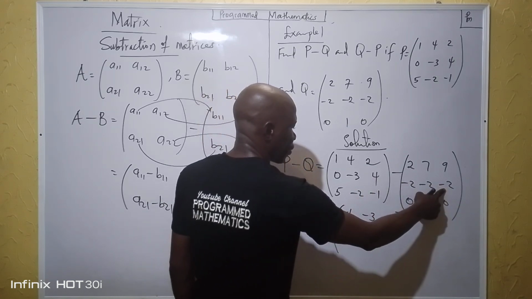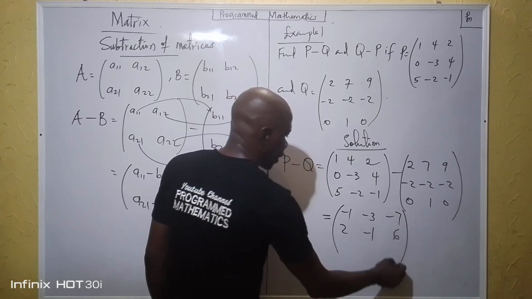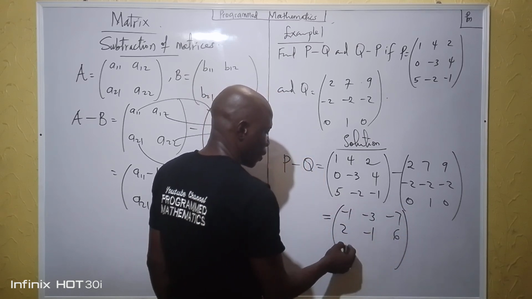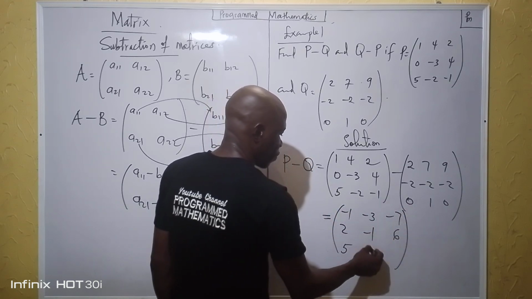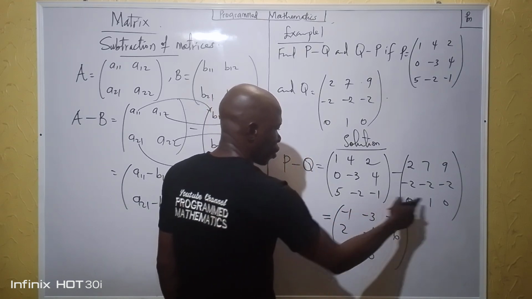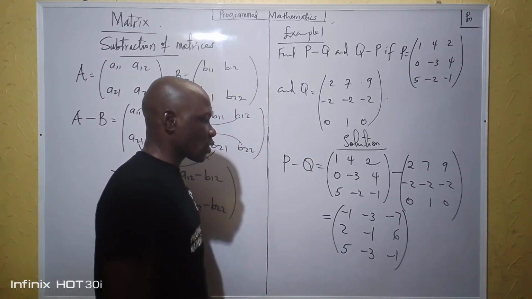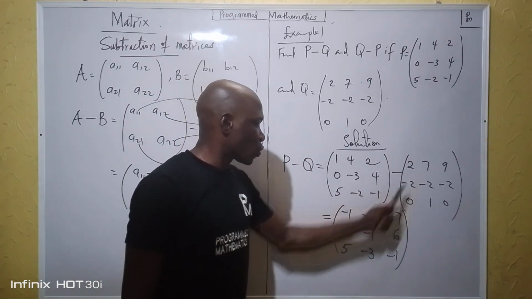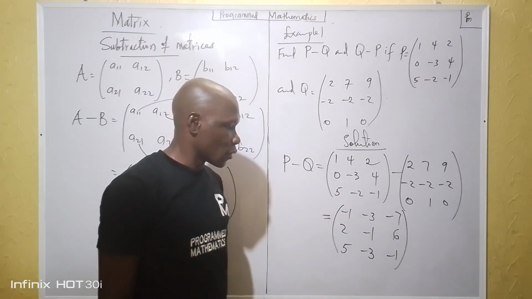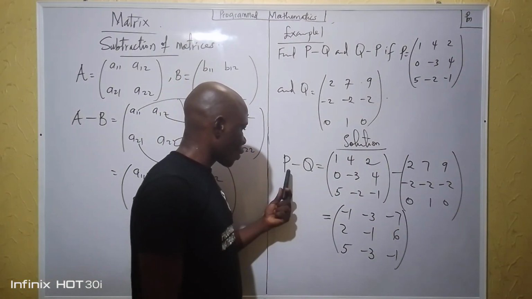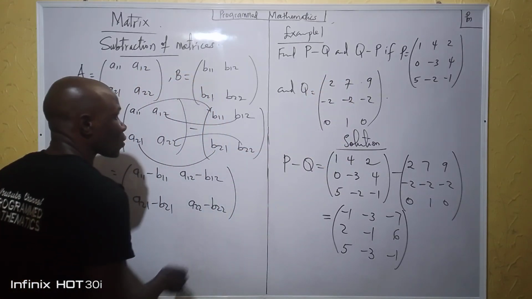4 minus minus 2, that's 4 plus 2, 6. Then 5 minus 0 is 5. Minus 2 minus 1 is minus 3. Minus 1 minus 0 is minus 1. You can see I don't have to write the steps out again here. Just straight subtraction will give us the answer. So what about the reverse of this operation? Let's look at that.